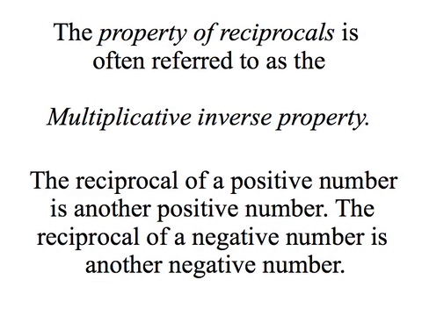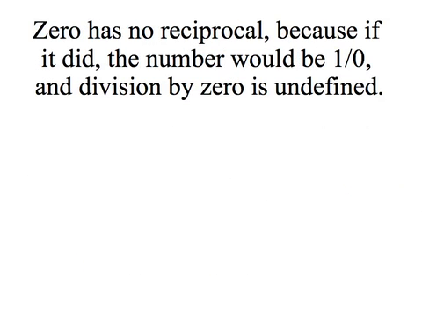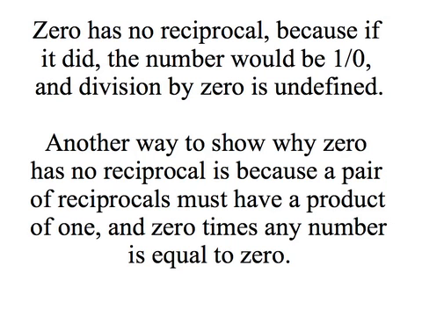The reciprocal of a positive number is another positive number. The reciprocal of a negative number is another negative number. 0 has no reciprocal because if it did, the number would be 1 over 0, and division by 0 is undefined. Another way to show why 0 has no reciprocal is because a pair of reciprocals must have a product of 1, and 0 times any number is equal to 0.